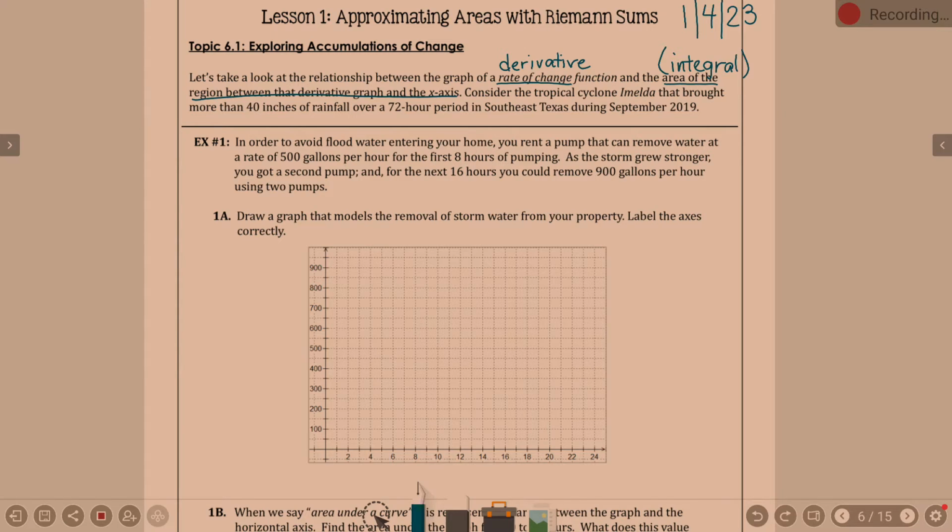So, what do we have happening here? We have a pump that, what? At a rate of 500 gallons per hour for the first 8 hours of pumping. Well, what do you think this bottom axis is going to be? Hours. Yep, and officially I'm going to call it time, but it is going to be time measured how? In hours. Okay, and so if we have time here, what about our vertical axis? Yeah, it's the gallons of storm water, or gallons of water.